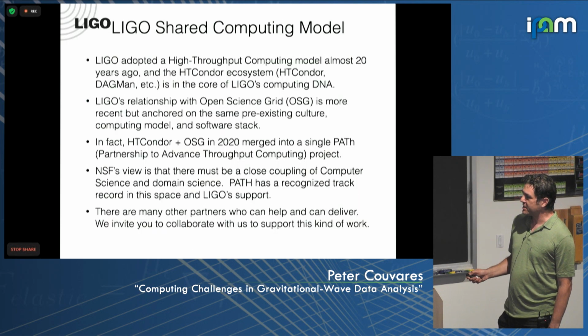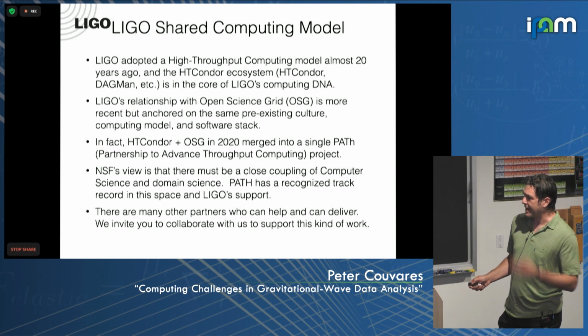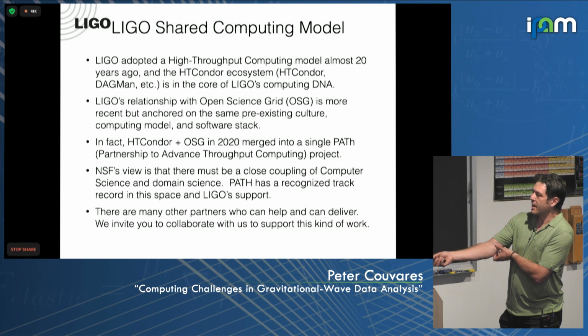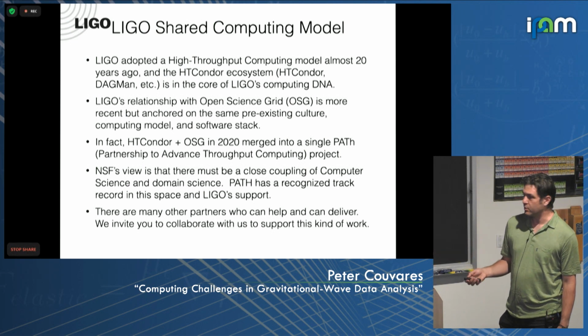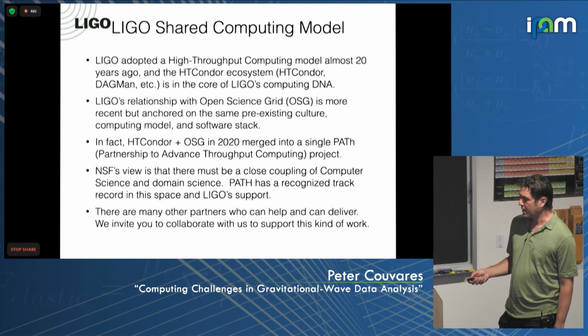Like I said, we adopted this high throughput computing model about 20 years ago, and HTCondor. And there's this newer organization called the Open Science Grid that's more recent, but is anchored on the same philosophy and culture and some of the same software as HTCondor. And in fact, this isn't really important, but they've just merged last year into a single project. So these aren't even independent projects anymore. But the NSF's view is that there really has to be a close coupling of computer science and domain science. And this is a group that's leading that and supports us, and we support them.